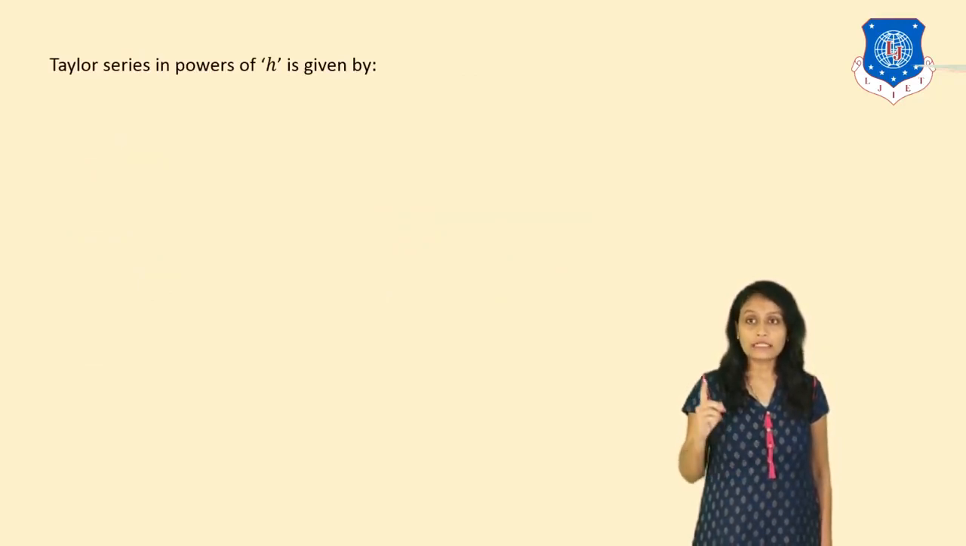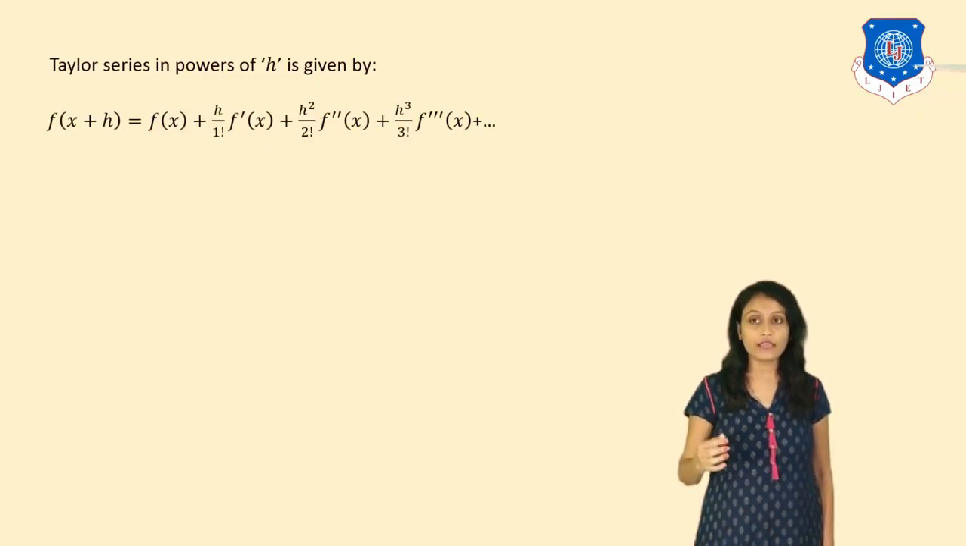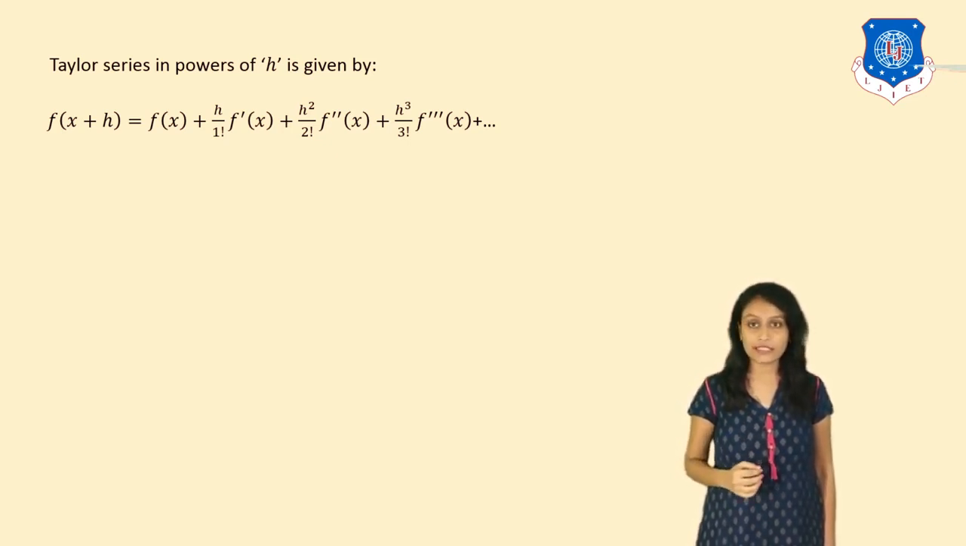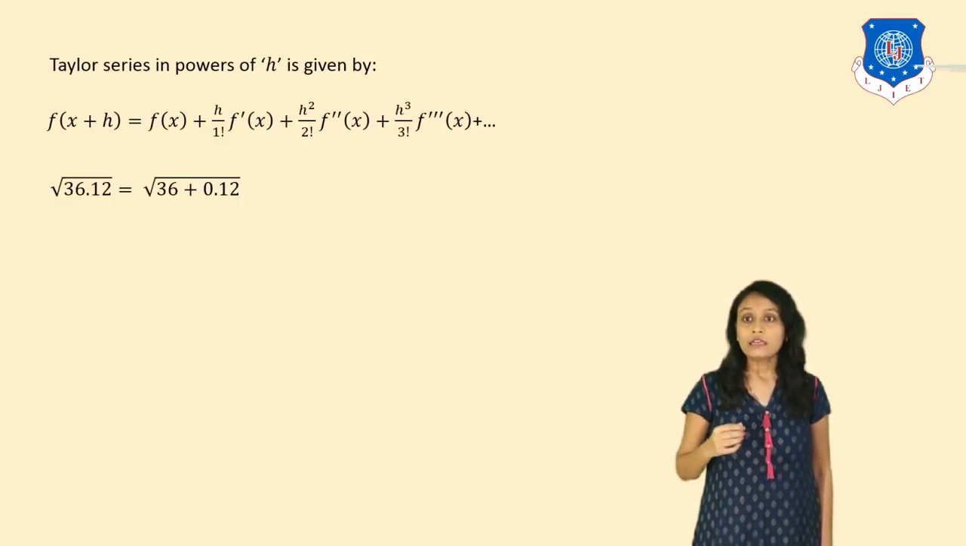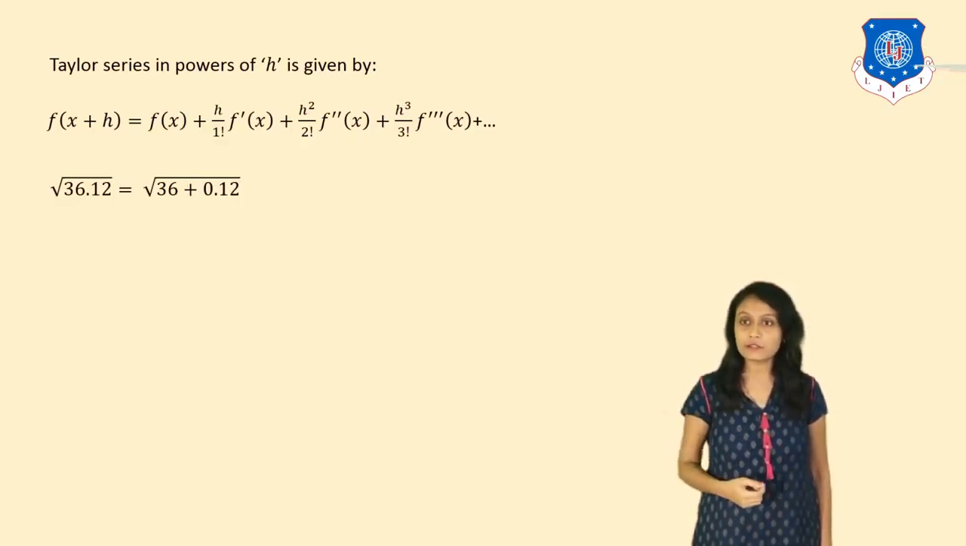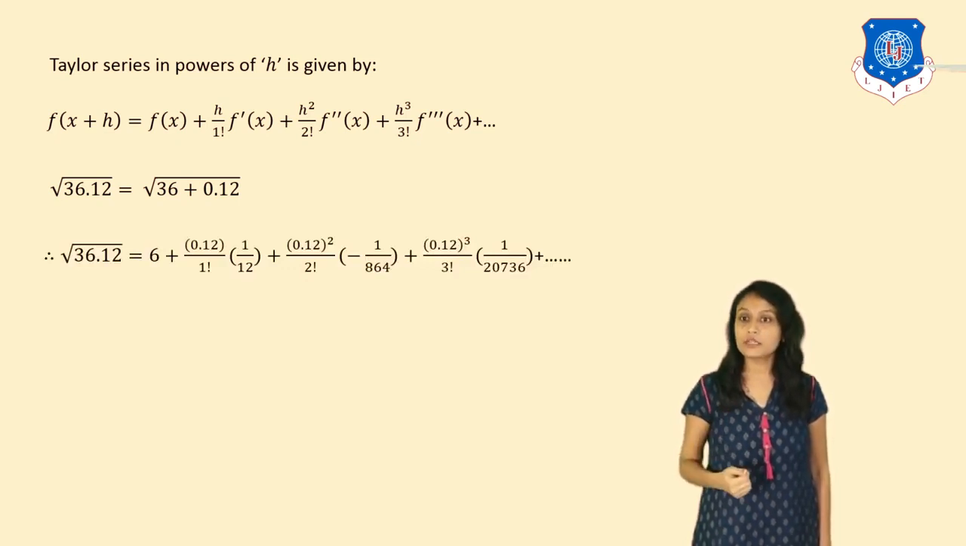Now the formula, Taylor series in powers of h. So the formula is: f(x+h) is equal to f(x) plus h upon 1 factorial f'(x) plus h square upon 2 factorial f''(x), and so on. Right. Now here under root 36.12, we have simplified it as 36 plus 0.12. x is 36 and h is 0.12. We have to just substitute its values.